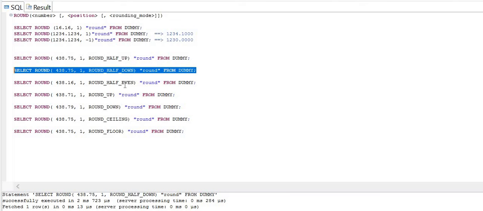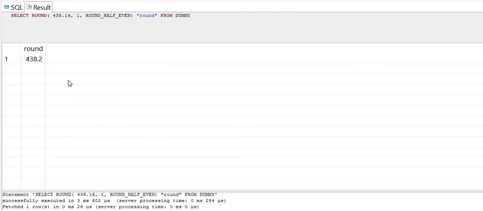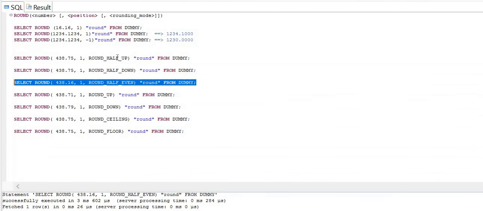Now coming to the half even, if I execute half even, let's see the result of what has happened. So here the value is 2. It also works more like half up, but generally this round figure is rounded to the value whose last decimal is an even number.